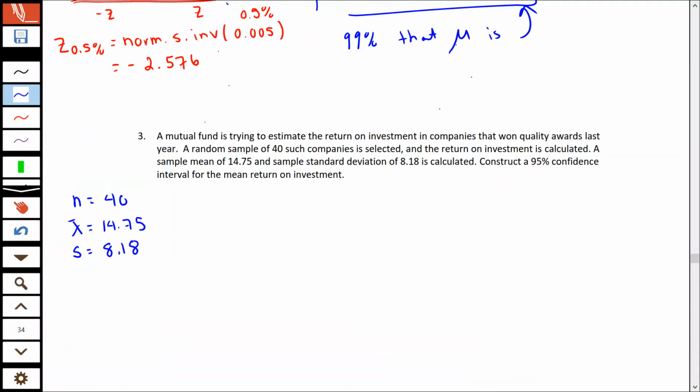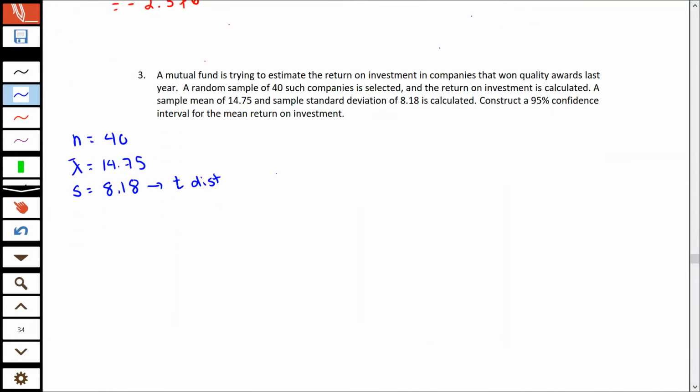And as soon as it asks us for sample standard deviation, or gives us sample standard deviation, we know this is going to follow that t distribution. And so we know then that our confidence interval formula is x bar plus or minus the t of alpha divided by 2 times s divided by the square root of n. And again, the main thing that we have to do here is find the appropriate t-value.